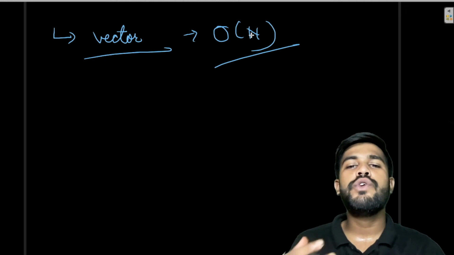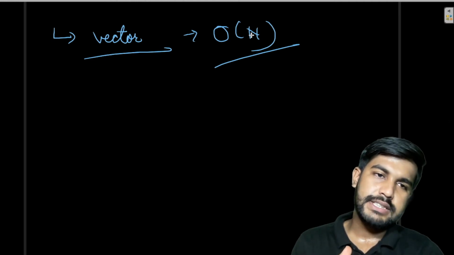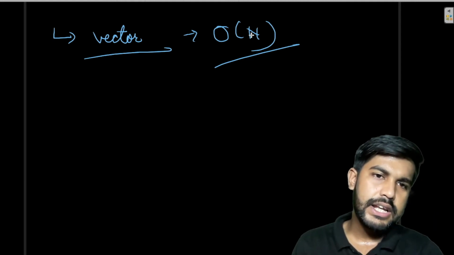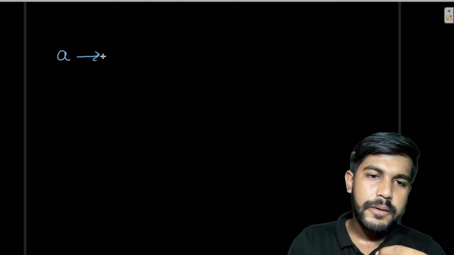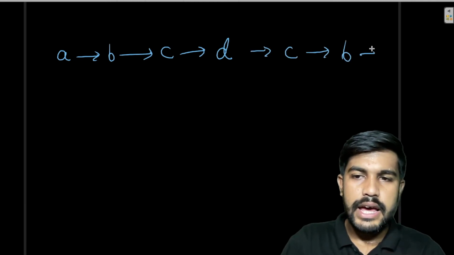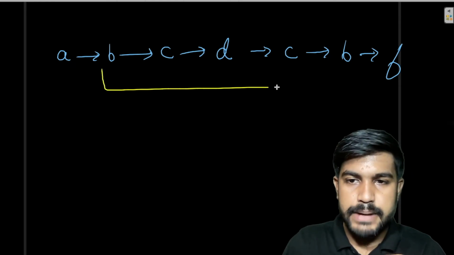But now suppose we want to improve over the space complexity. To improve over the space complexity, we won't be using an auxiliary array. So what we would do is, suppose there is a linked list like A, B, C, D, then C and then B and then suppose F. And we know that this part is a palindrome.